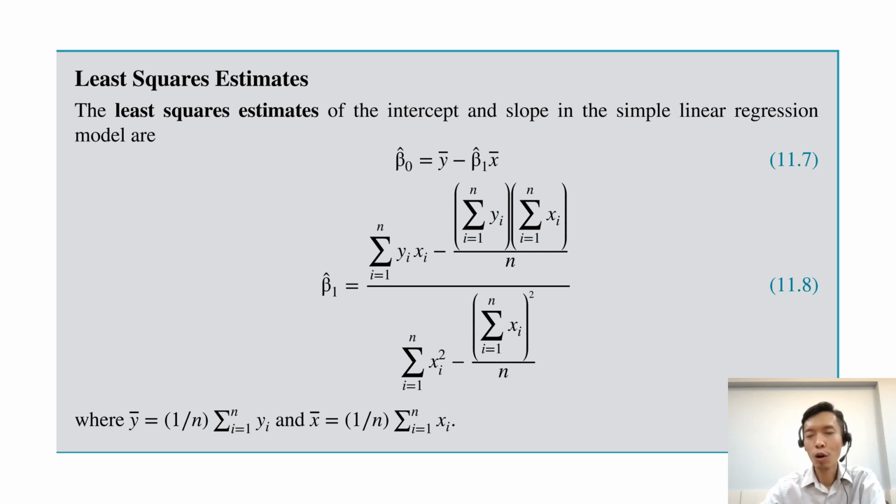You can use all the data instances that you have in the data set. You can use these formulas to find the best beta 0 and the best beta 1, and that will define the best regression line. So that's it.